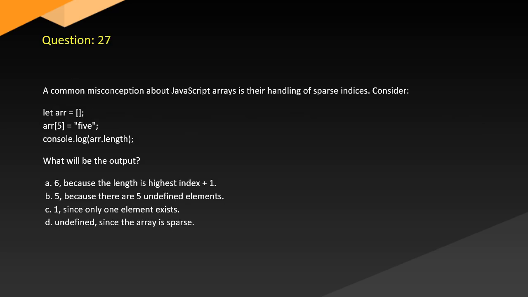Question 27. A common misconception about JavaScript arrays is the handling of sparse indices. Consider let arr = []; arr[5] = 5; console.log(arr.length). What will be the output? A. 6, because the length is highest index plus 1. B. 5, because there are 5 undefined elements. C. 1, since only one element exists. D. undefined, since the array is sparse.